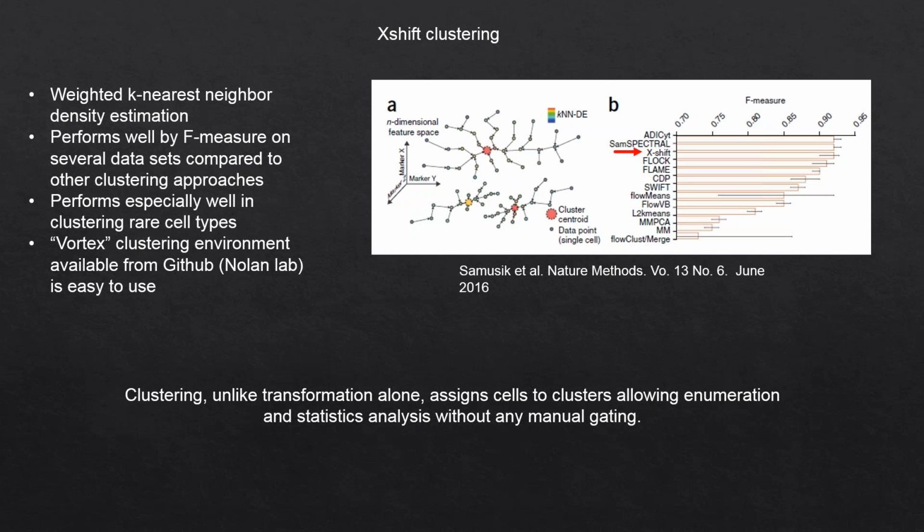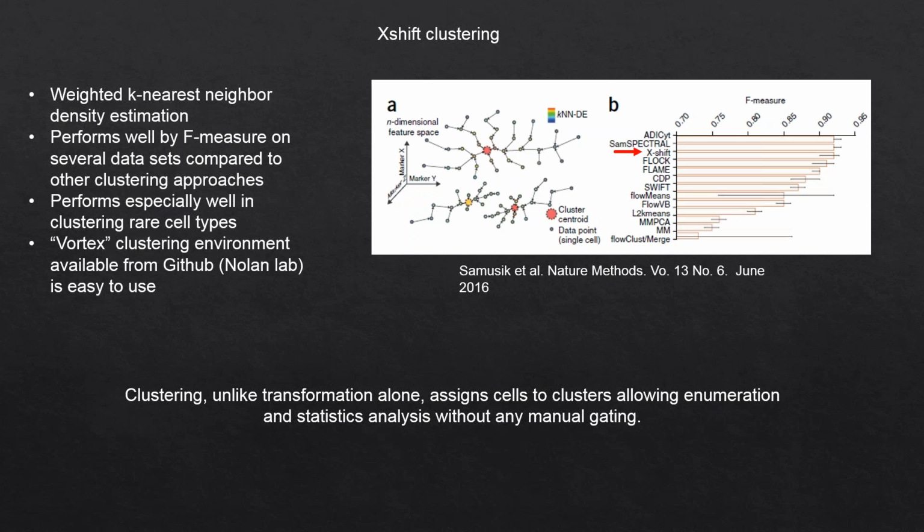But if you want to do an unsupervised analysis that allows you to do some quantitation, without any type of manual gating, we decided to go a step further and perform clustering for that purpose. The clustering algorithm that we settled on is called Xshift, and this came out of the Nolan lab. This paper that I referenced here describes how all this works. It's a k nearest neighbor density estimation algorithm. The environment for this is called Vortex, and it's free and available on GitHub. And this operates on FCS files.